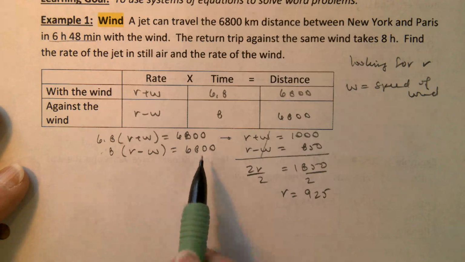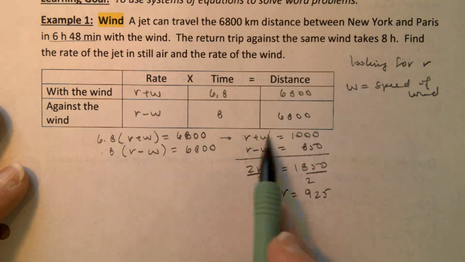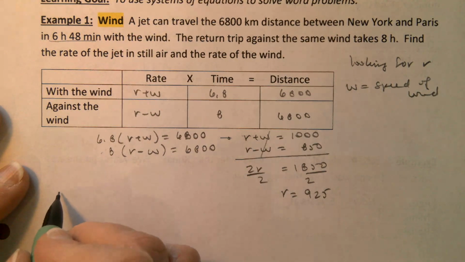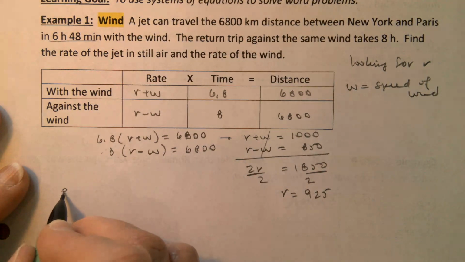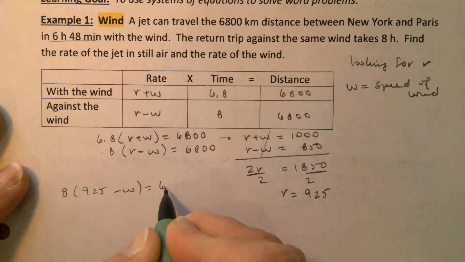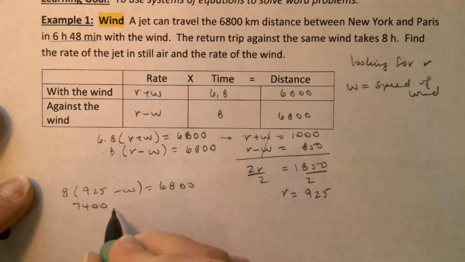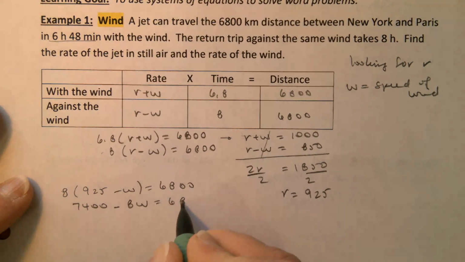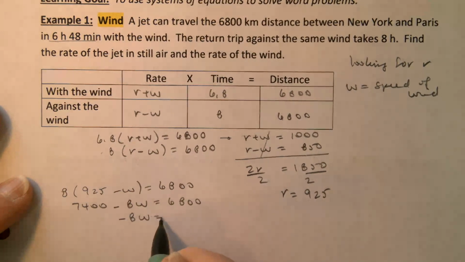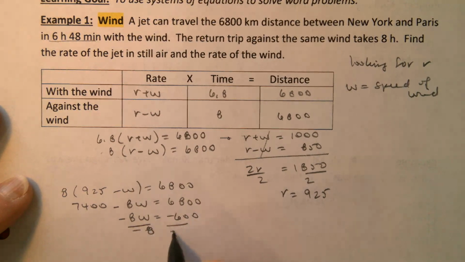Okay. So I'm just going to use one of these. Let's use the second one. So I have 8 times 925 minus W equals 6,800. And I chose that one because it didn't have a decimal. So 8 times 925 is 7,400 minus 8W equals 6,800. If I subtract 7,400 from both sides, I get minus 600, divide both sides by -8.